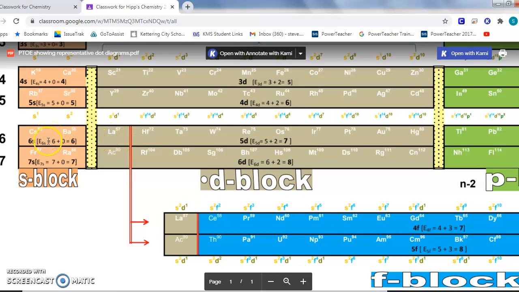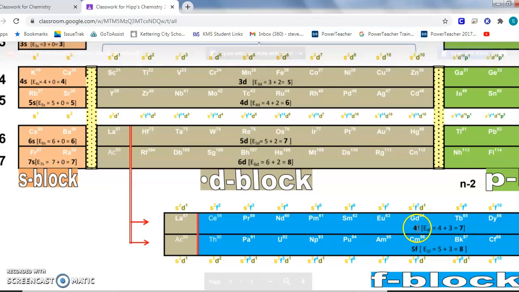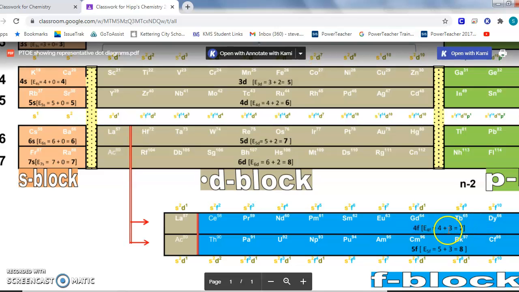The energy of the 6s, remember when you're in the s, your second number is a 0. 6 plus 0 is 6. The 4f, the first number n is 4, and we're going to add it to the L value when you're in an f, which was 3. When you're in the f, your second number is a 3. 4 plus 3 is 7.